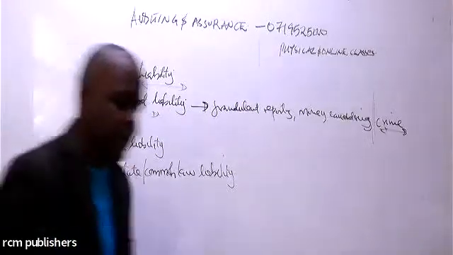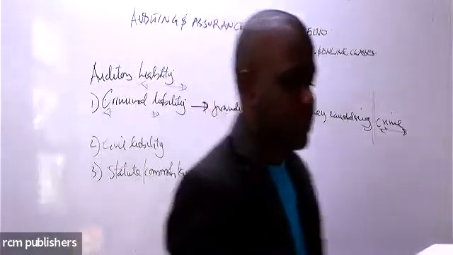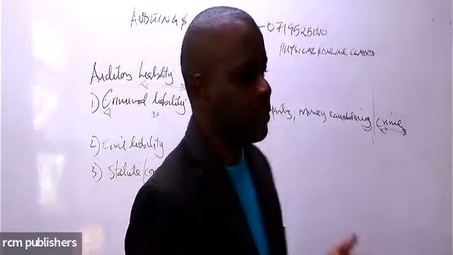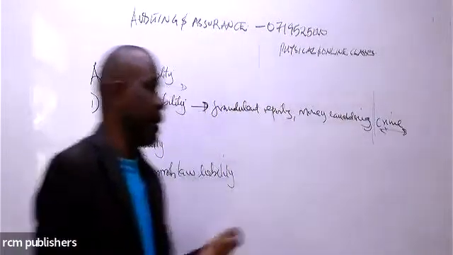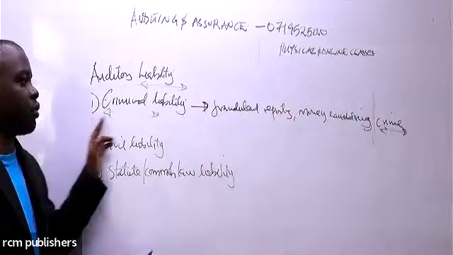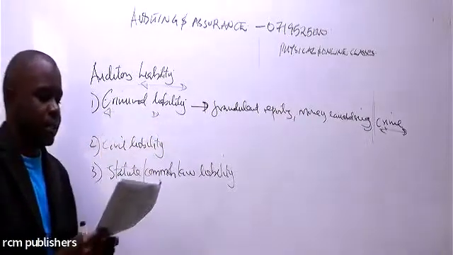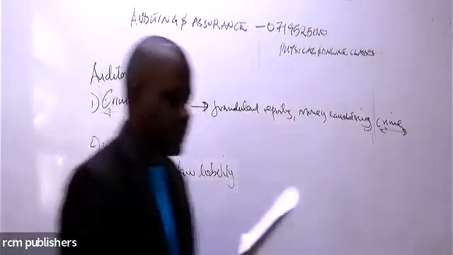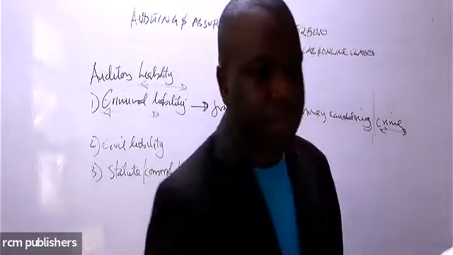Then different crimes can be defined. So they can define different kinds of crimes. When the auditor is involved in such, then you can say the auditor has committed a criminal liability. The offense in this case is against what? The state. It is against the state.